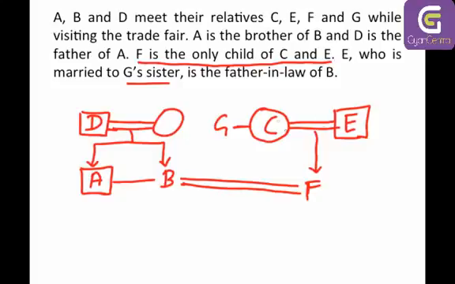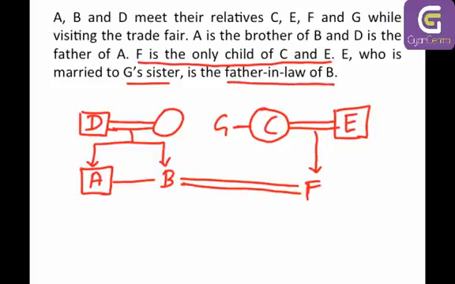So first I did not draw these circles and squares. I first drew C, married to E. F is their only child. E, who is married to G's sister. That means C became a female, E became a male, and E is the father-in-law of B.